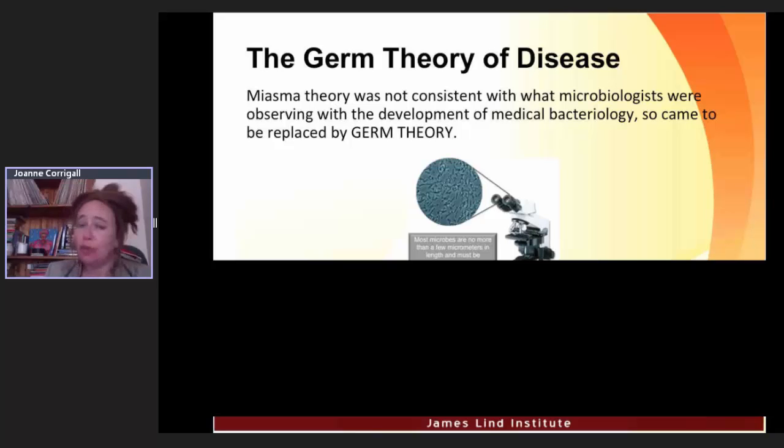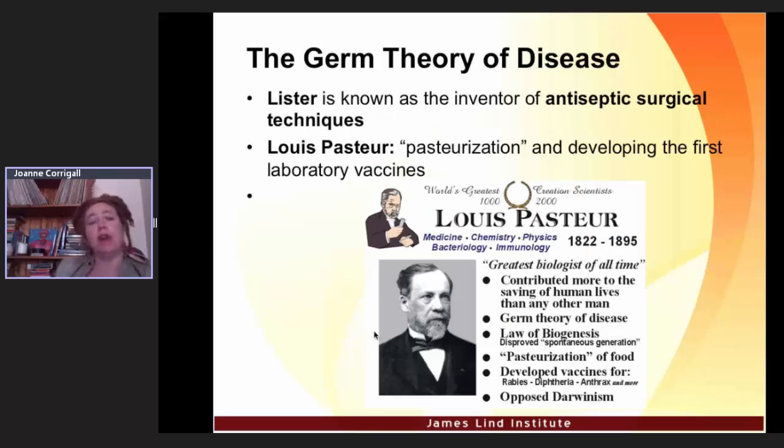And this theory, as with all new theories, took some time to be accepted, but between 1850 and 1920, it became popularized and accepted in both Europe and North America. So let's just have a look at some of the achievements of the germ theory of disease at around this time. So Lister invented antiseptic surgical techniques.